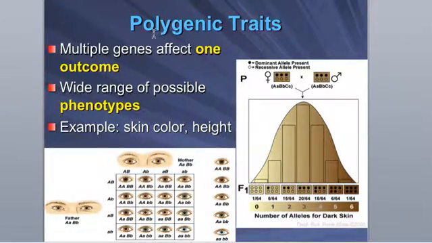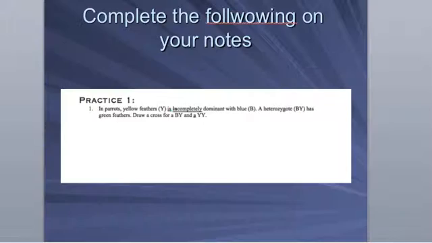And the last part of your notes is polygenic traits, and these are when multiple genes affect one outcome. So there's a wide range of possible phenotypes. Examples are skin color and height. And you can see this Punnett square has a lot more possibilities, just like the ones we did in class last week.